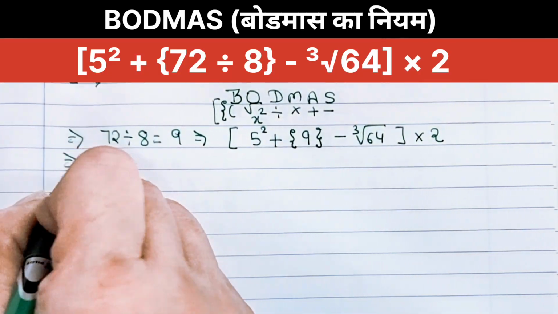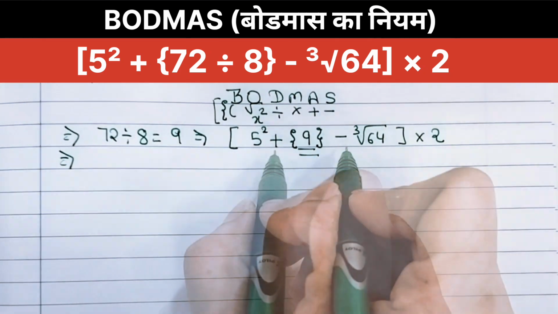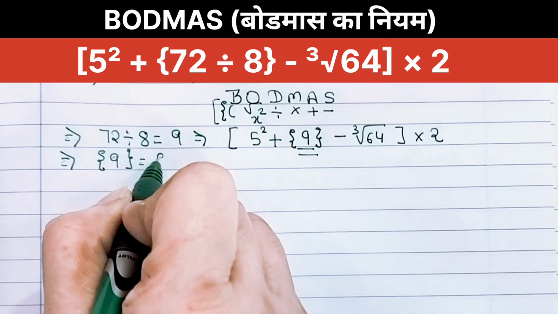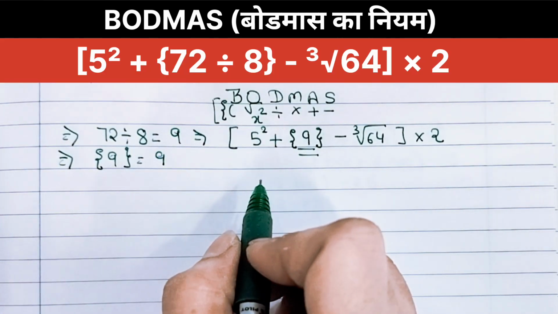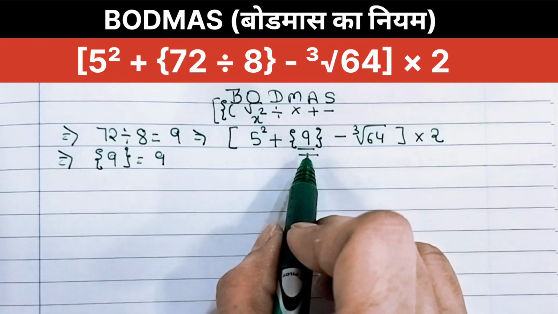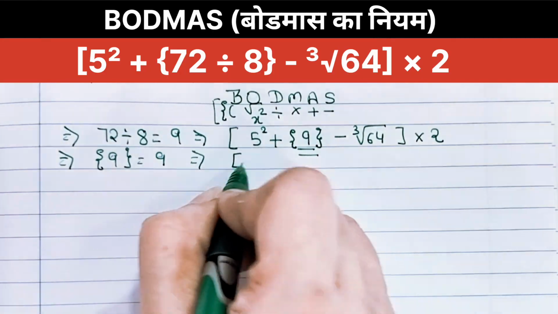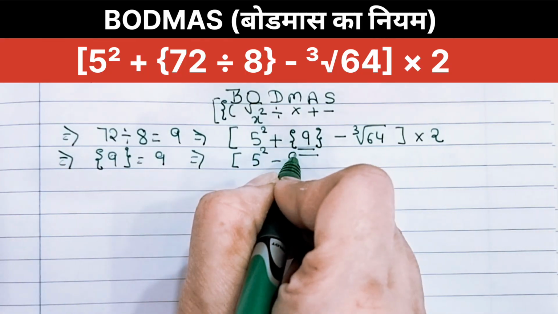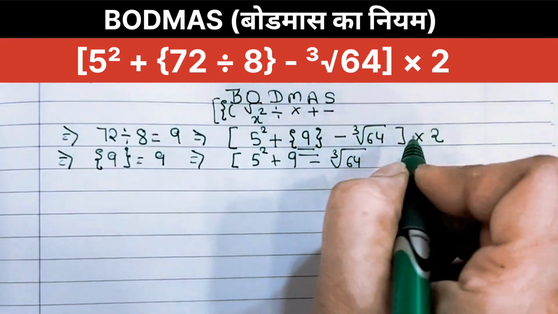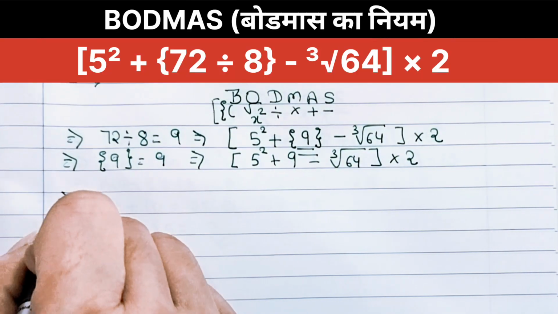Move to the next step. According to the next step, remove the curly braces. Now the curly braces contain 9. So now remove the curly braces, and just write down 9 as it is. According to this step, there are no other operations left inside the curly braces, so they can be removed. And now the current expression becomes 5 square plus 9 minus cube root 64, in square brackets, multiplied by 2. Move to the next step.